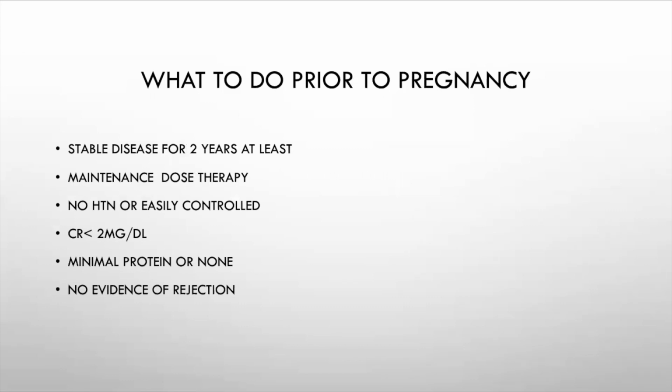So what do those patients do prior to pregnancy? They have to have stable disease for at least 2 years. Stable disease means that her creatinine is less than 150. She's on maintenance dose therapy, with no hypertension or easily controlled hypertension, creatinine less than 200, minimal proteinuria or none, and there's no evidence of rejection.